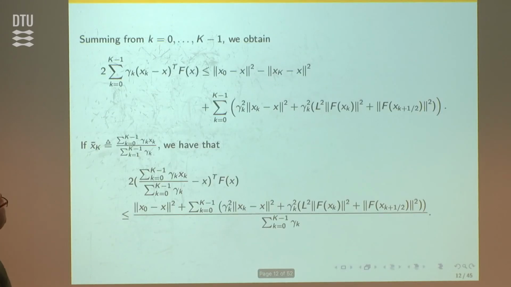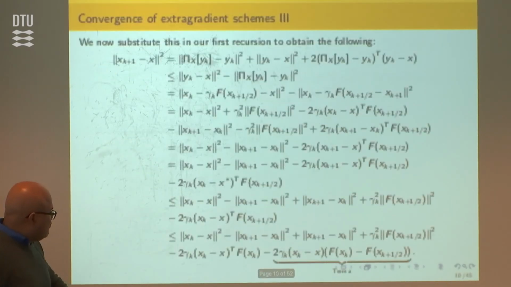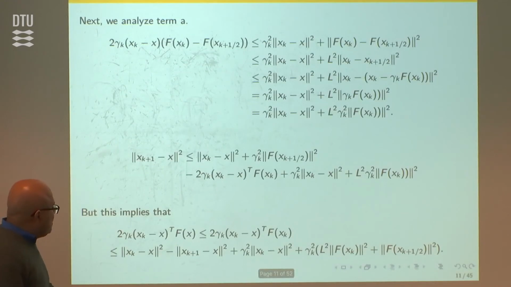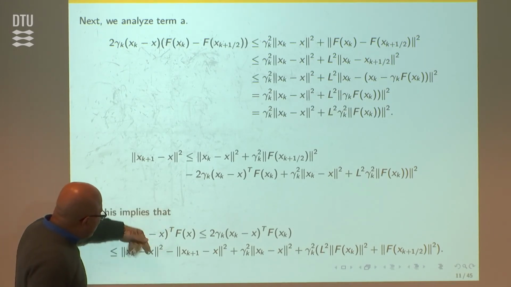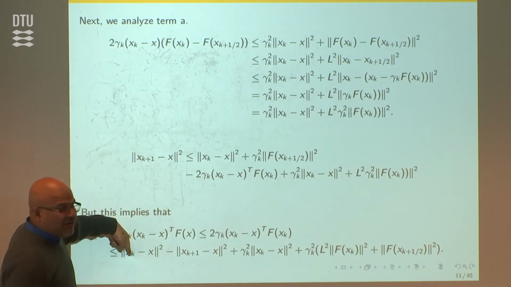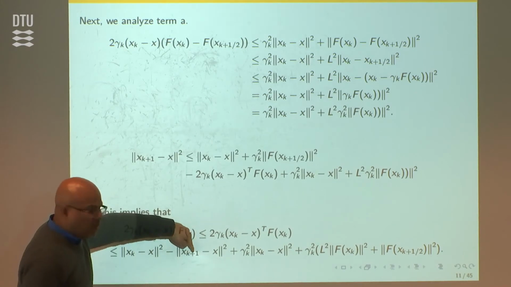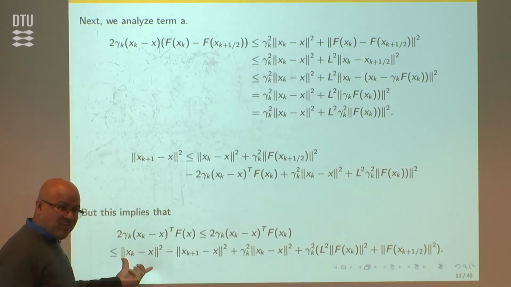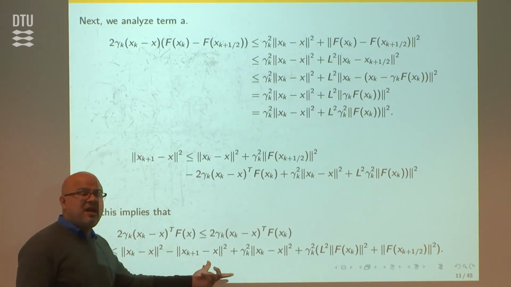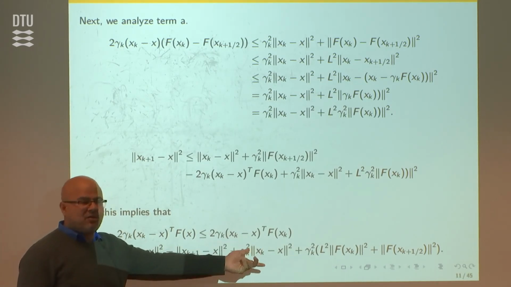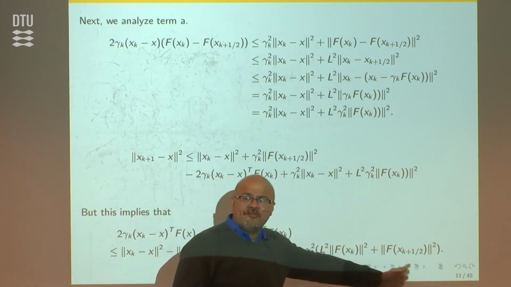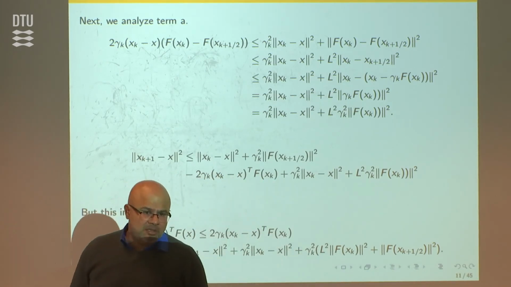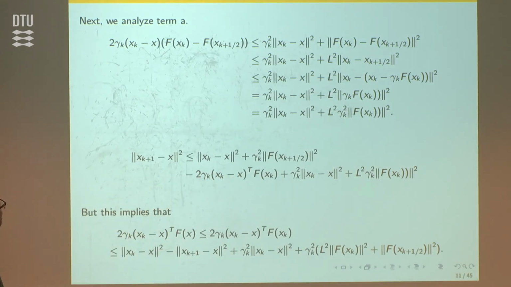Now, what you do is, if you sum this up over all k, what happens? If you start from k equal to 0, this is 0 minus 1, 1 minus 2. If you sum them up, you just get the norm of x0 minus x squared minus the norm of xk minus x squared, plus all of this summed from k equal to 0 to k minus 1. And that's what we get.